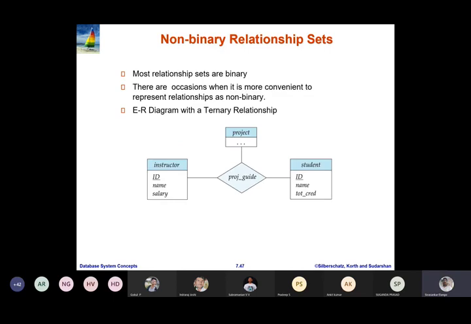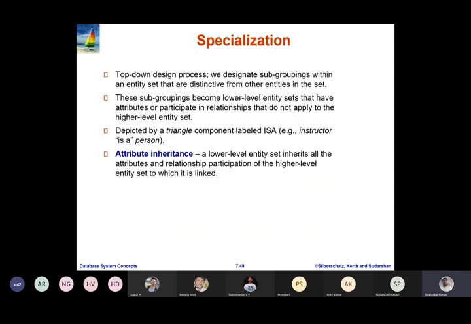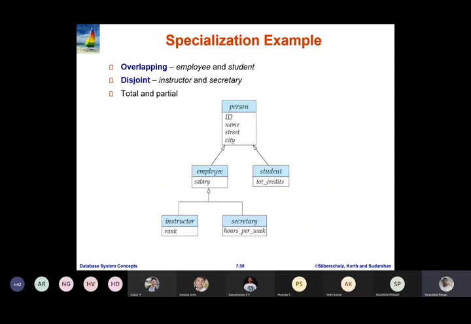Right? So in today's class, we'll study some advanced ER model, which is also known as the enhanced entity relationship model. We'll study generalization and specialization, and how to represent generalization and specialization. For example, the person entity set is a generalization of the employee entity set and the student entity set.